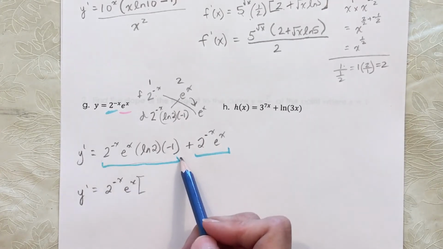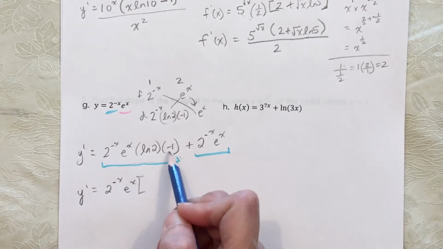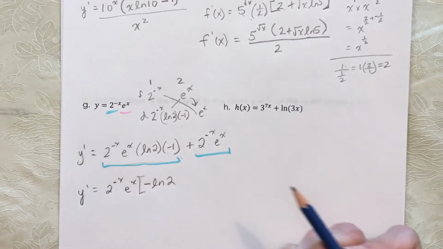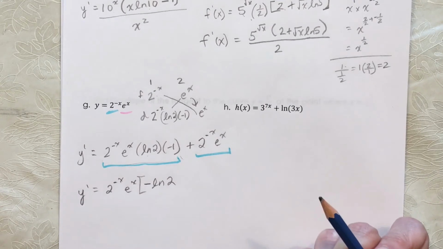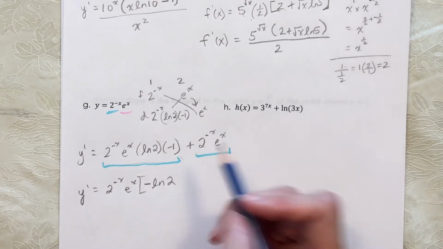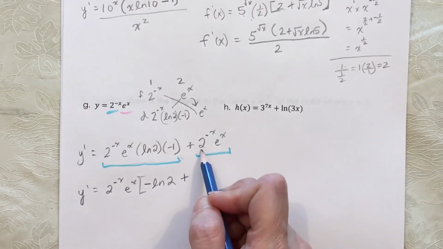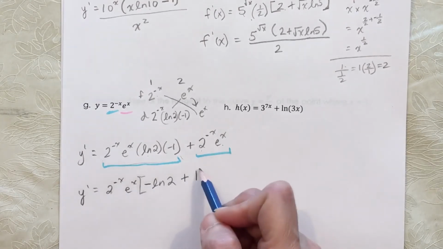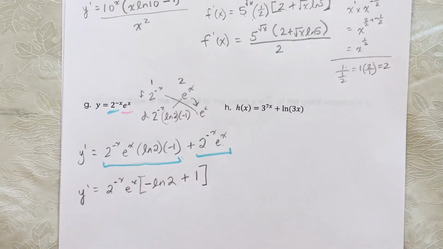So if I divide the first chunk by that, I'm going to get negative 1 times ln of 2, you can think of as negative ln of 2. Just put the negative 1 out front, and the 1's understood. Plus 2 to the negative x divided by itself is 1, e to the x divided by itself is 1, so plus 1. And that's the answer in simplified factored form.